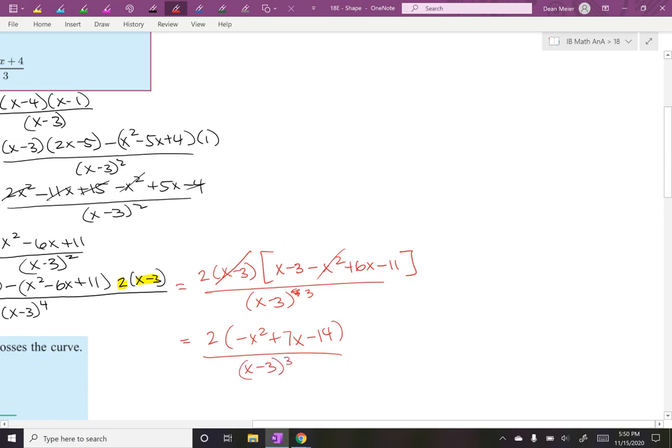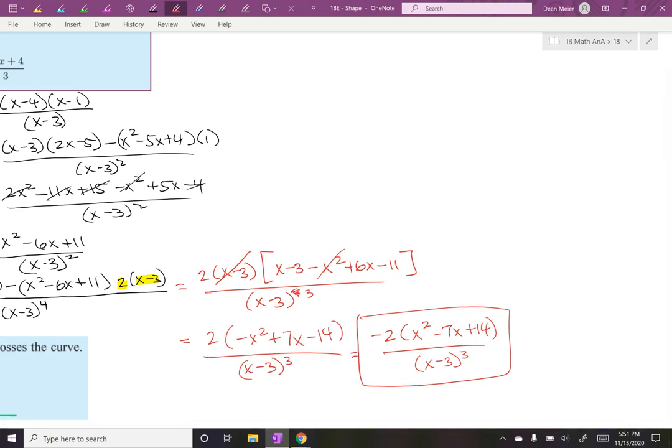And then that gives me what? Negative 2 times (x squared minus 7x plus 14) all over (x minus 3) cubed. And I am looking, I don't think that even factors. So now I just want to solve when is this numerator equal to 0. So there's my double derivative, right? Now, when is that equal to 0? That will be my solution for my second derivative test.